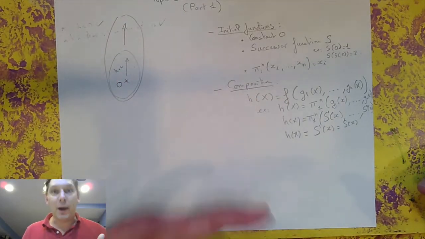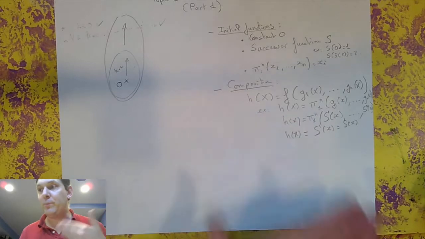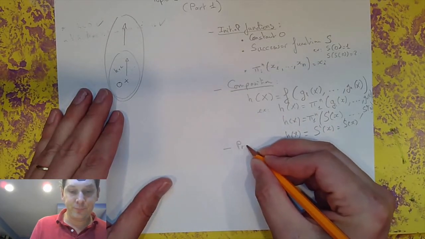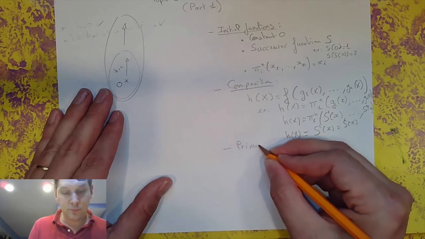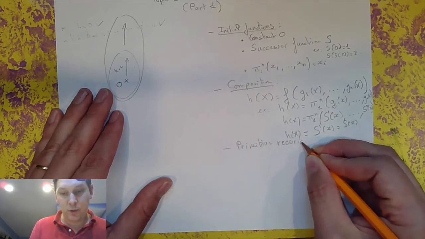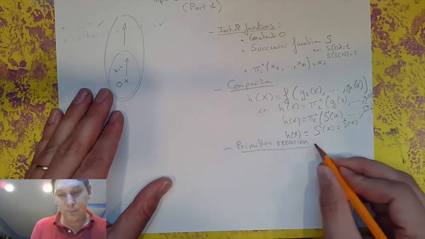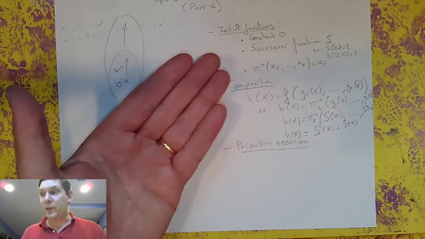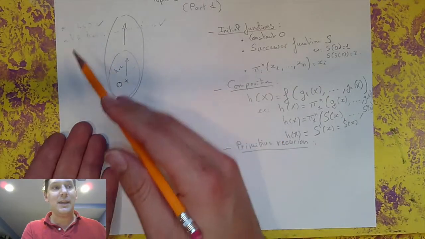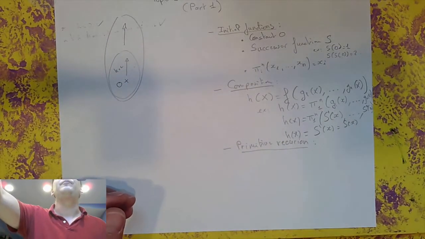What is really powerful is the primitive recursive scheme, or for short, primitive recursion, that we add on top of that. And you have here now the two cases, right? The base case and the inductive case.